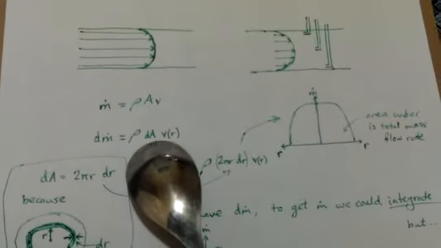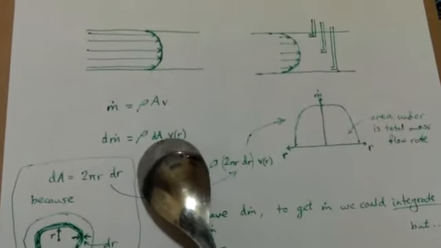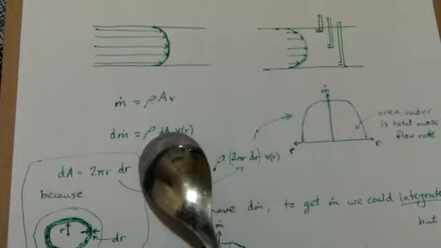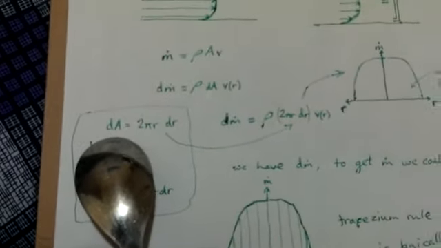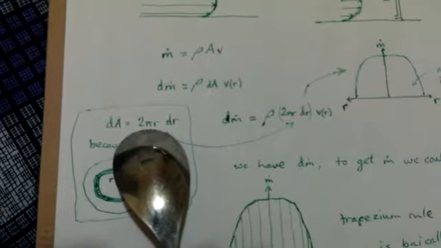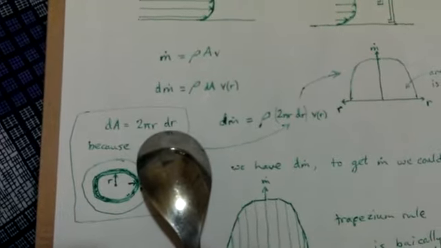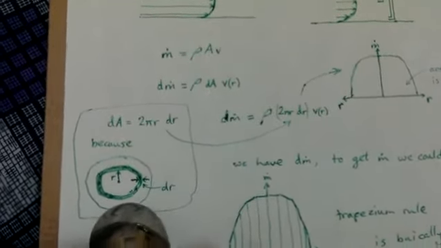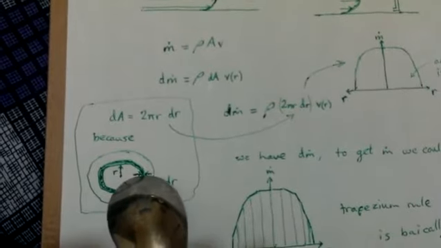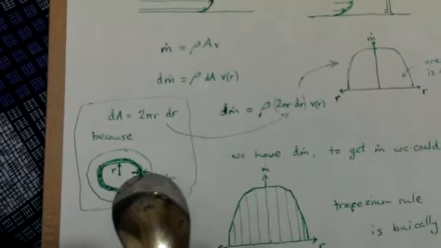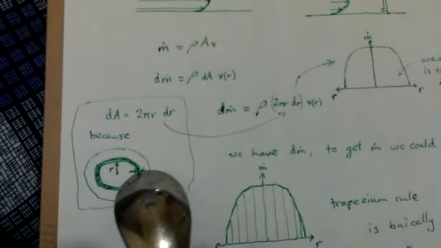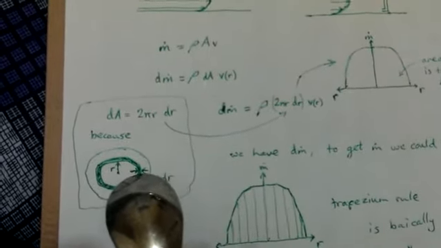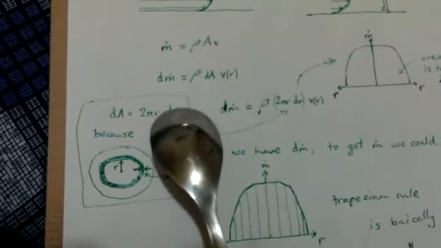This dA we can actually put something in. We can rewrite this as that. We can say dA is basically 2 pi r dr. Why it's that is, if you look at this diagram here, if you consider the width of this section that we've just cut out from the pipe, that cylindrical element, the width of it is dr.